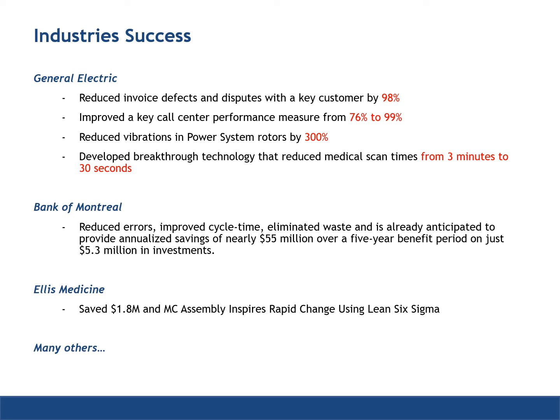The last example is from the health and care industries, where Ellis Medicine saved almost 1.8 million, and MC Assembly inspired rapid change using Lean Six Sigma. There are so many different success stories. If you browse the internet and look for success stories in a specific industry you're interested in, you will find tremendous examples of how Lean Six Sigma was implemented in various industries, and you could also find out about the nature of projects specific to the industry you are focusing on.